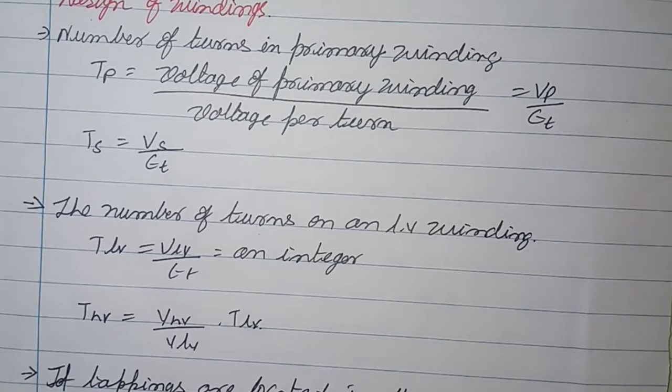The next one is the number of turns on the LV winding. It is usually determined by making a small adjustment in the design so that the voltage per turn in the LV winding comes out to be an integer. With small modifications we go for the derivation. So TLV, the turns in the LV winding, is such that the LV voltage divided by the number of turns is an integer.